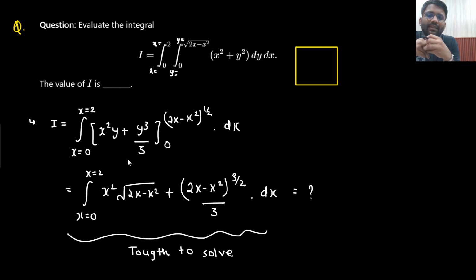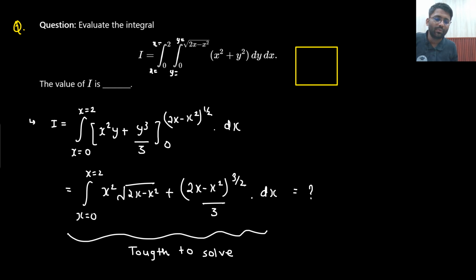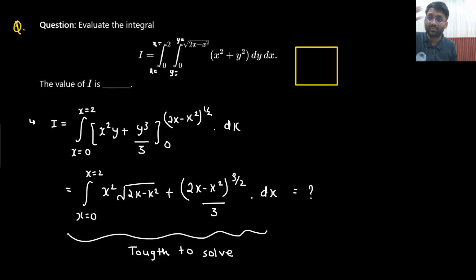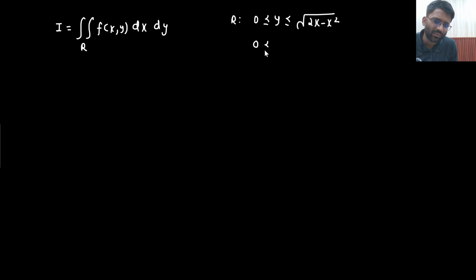Then what I will think is, let's draw the region R. Basically this I is nothing but a double integral over a region R, f(x,y) dx dy. So let's try drawing the region R. What is the region R? The region R is nothing but y going from 0 to under root 2x minus x square, and x going from 0 to 2.